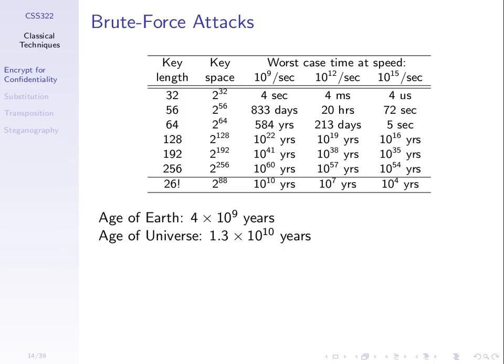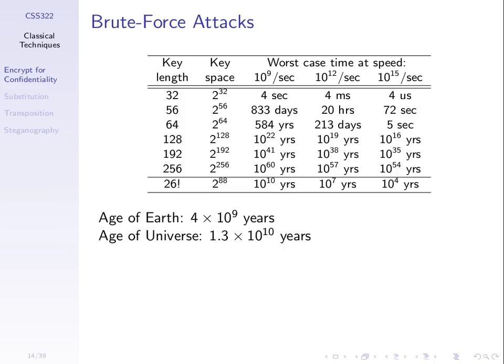So to stop a brute force attack, we need to increase the key length. I give some different values here. One of the ciphers we'll look at was called DES, Data Encryption Standard, which effectively used a 56-bit key. We see the times it would take to break using a brute force attack for those different computer speeds. Common keys used today are things like AES, at least 128 bits.